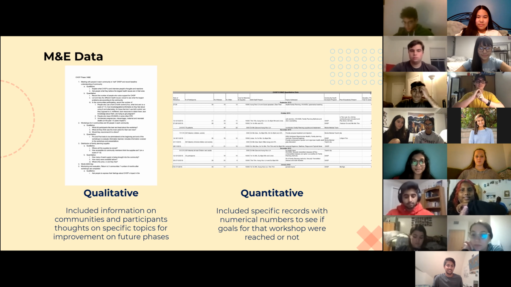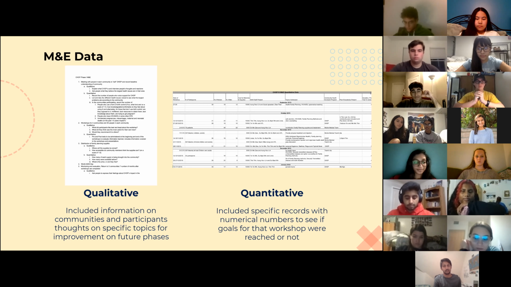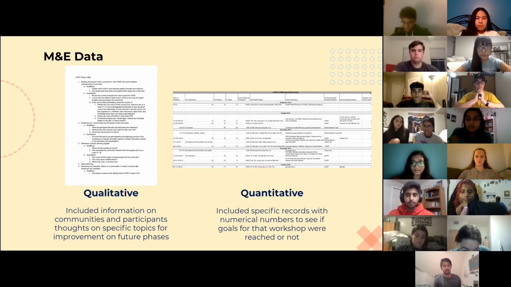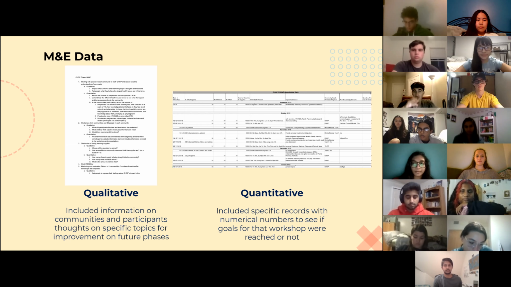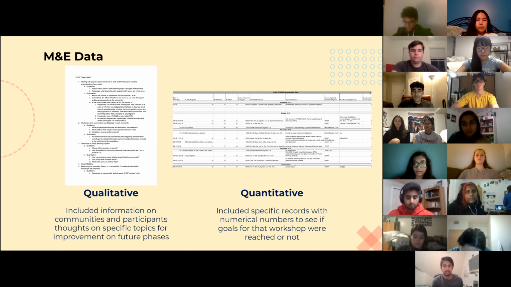And so the qualitative helps for future workshops being built, and we use the opinions from others and try to build better things in the future. And so the quantitative data included specific records about, for example, the number of participants that were in a workshop, and number of women and men. Some even have the cost and when it happened and stuff like that. So that can also be used for the future phases as well.